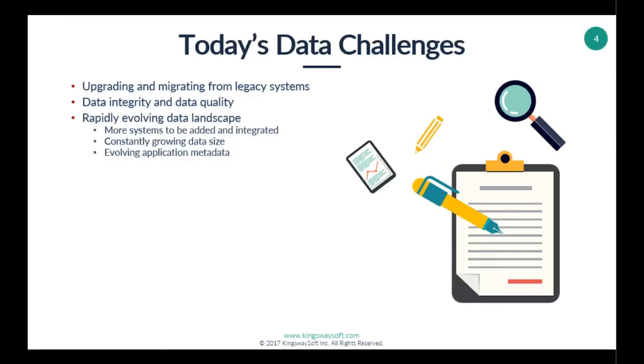And then we have some rapidly evolving data landscapes. So you're constantly adding new systems. The APIs are constantly changing. There's a lot of new changes that are always happening. So you need a system that can be robust enough and flexible enough that it'll help you keep up with all of those changes within either your business or the applications themselves.